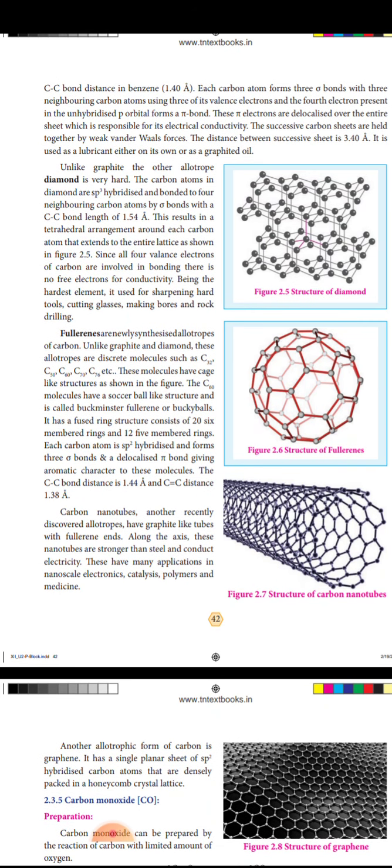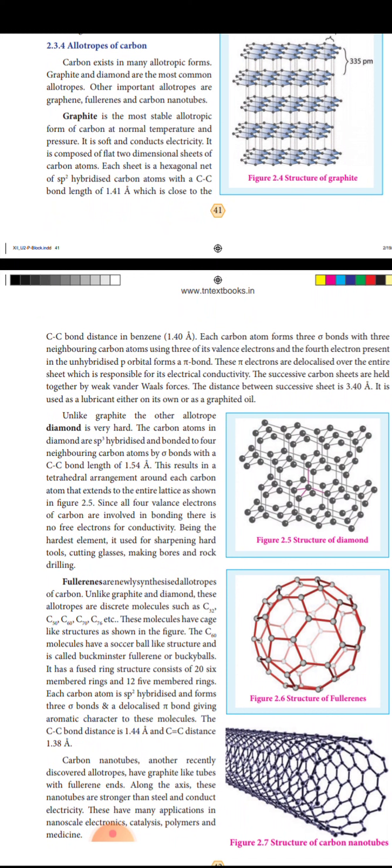We have learned about the allotropes of carbon. What are they? First one is graphite. Second one is diamond. The third one is fullerenes. The fourth one is carbon nanotubes. The last one, that is fifth one, is graphene.